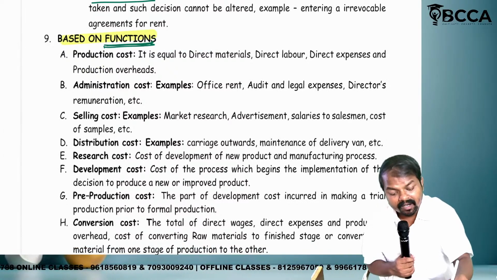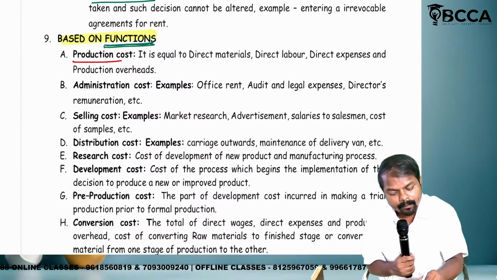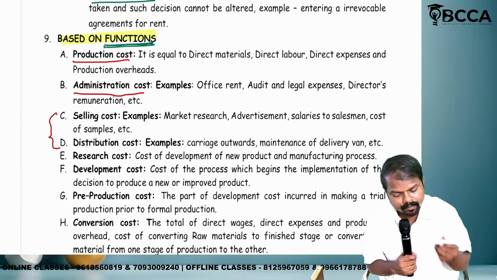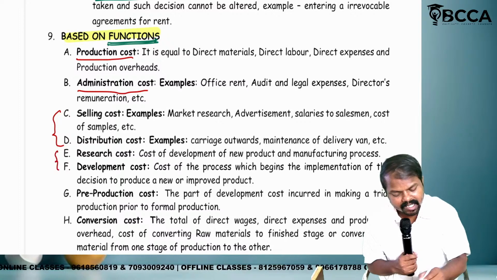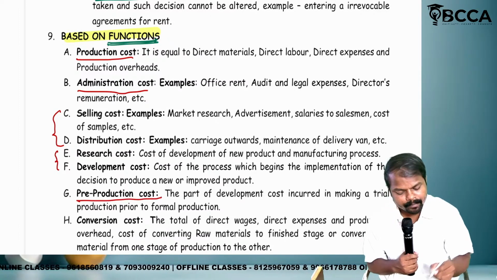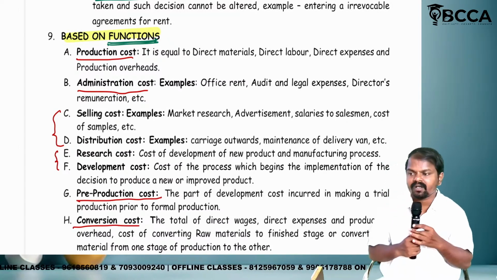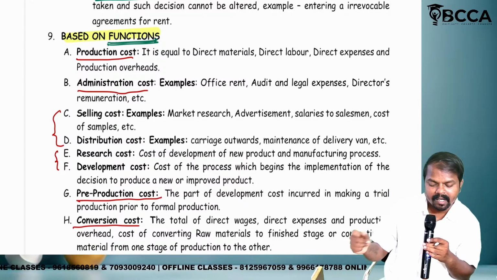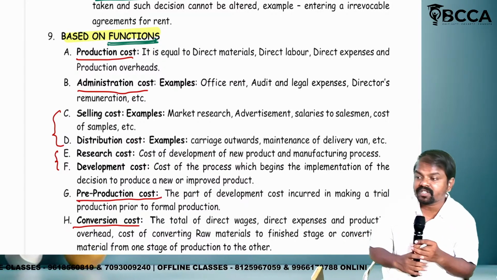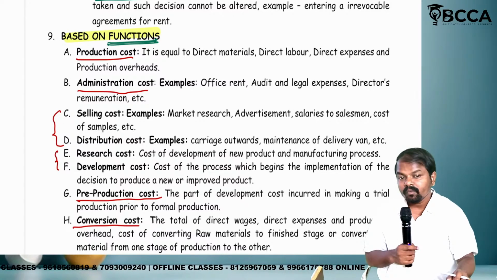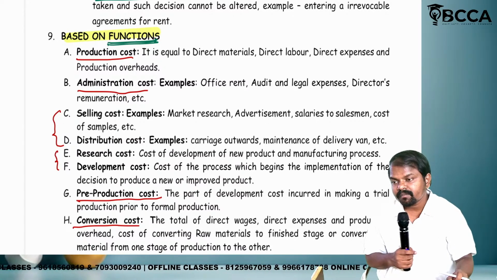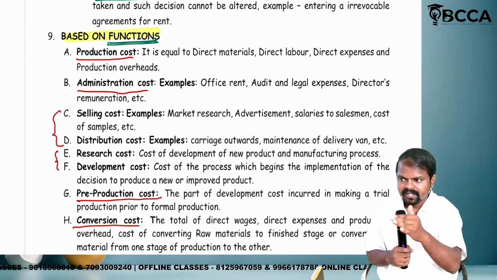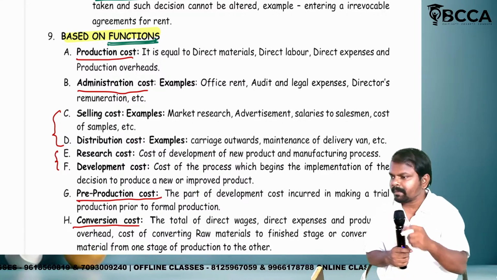Next, cost classification based on what? Function. Number one, production cost, administration cost, selling and distribution cost, research and development cost, pre-production cost, conversion cost. Listen carefully. What is meant by production cost? Don't just see and tell. Listen, I will tell the logic. What is meant by production cost?